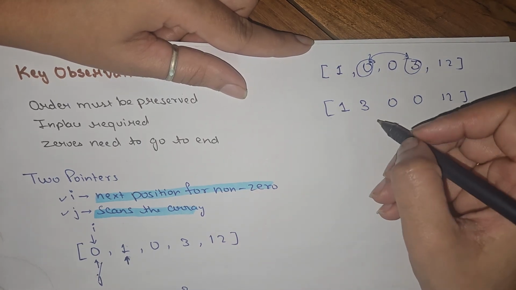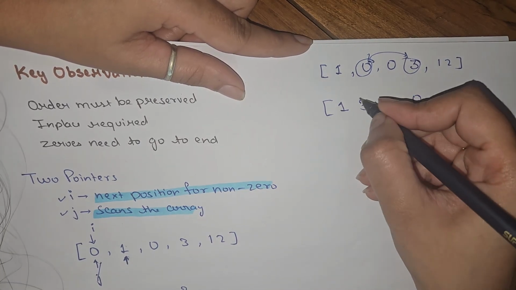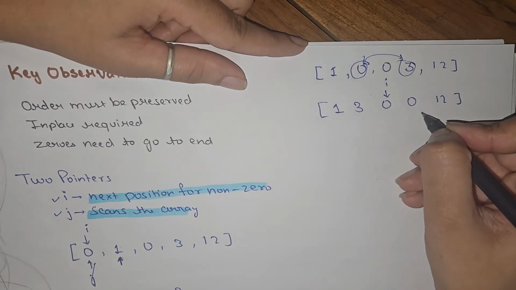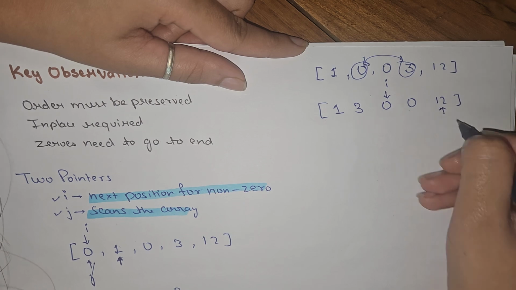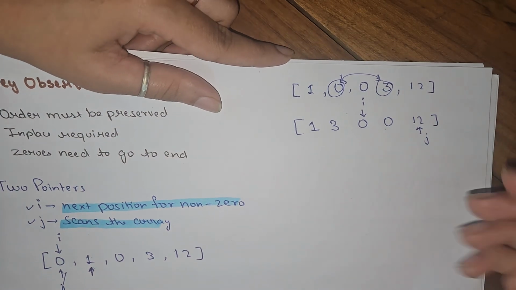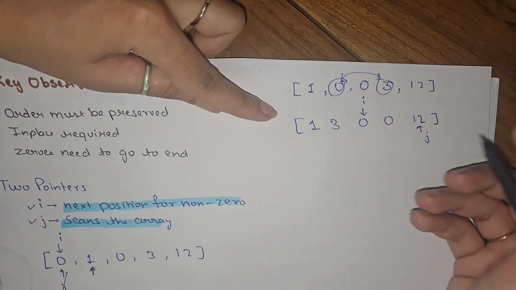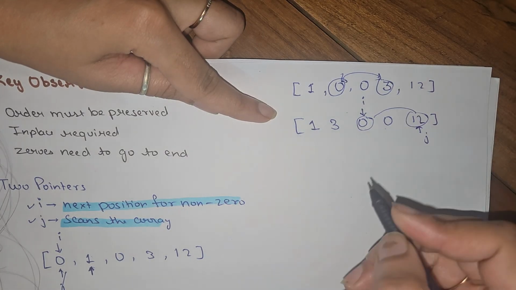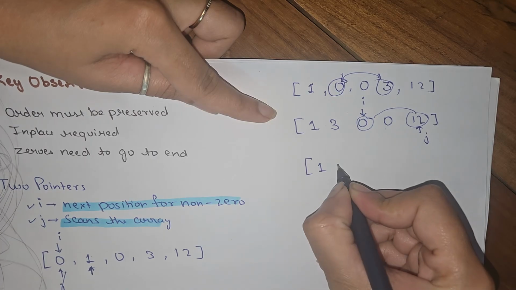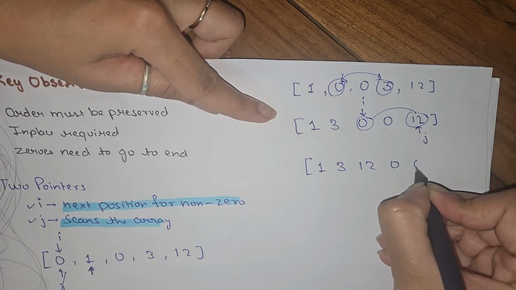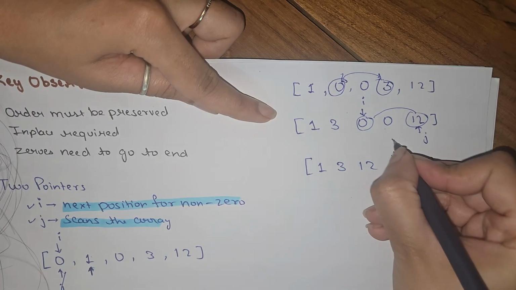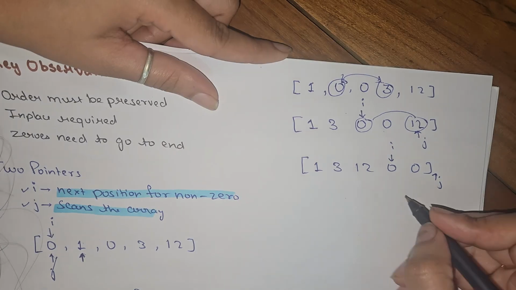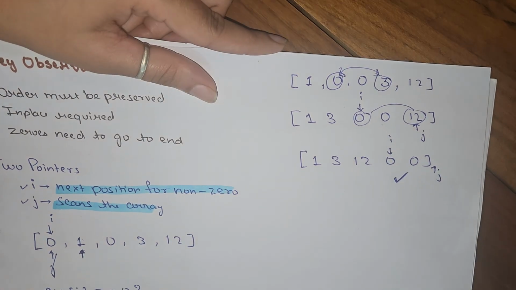Now i will also move forward because this is a non-zero element. The role of i here is complete. i will move here, and j from here will move here. So j has reached here. Now is this a non-zero element? Yes, it is. Again, the swapping will take place, in which we will swap these two locations. So now the array will become 1, 3, 12, 0, 0. Now i will move forward, and j is out of bounds. So now this result is the answer we need to return.